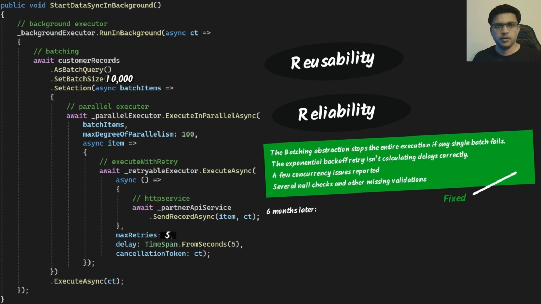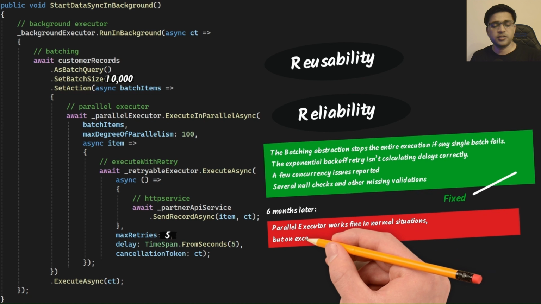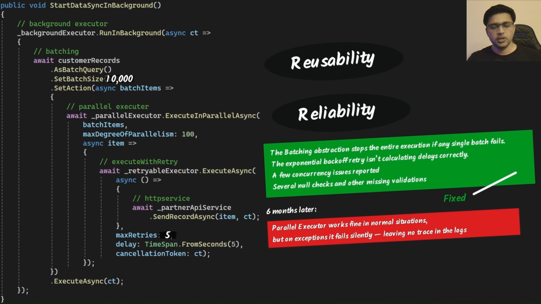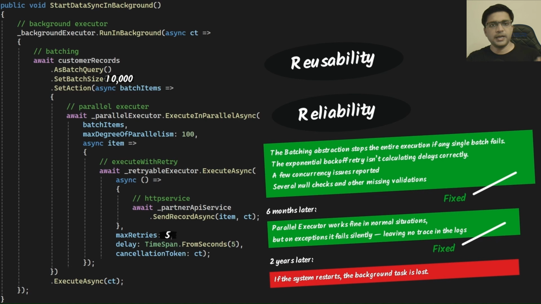6 months later, we hit another issue. After investigation, we find the parallel executor works fine in normal situations. But on exceptions, it fails silently, leaving no trace in the logs. You fix that. 2 years later, it turns out the background executor works fine, but if the server restarts due to deployment, a scale down event, or anything similar, the background task is lost. So you add support to resume after restarts. Now it's a fairly sophisticated implementation.